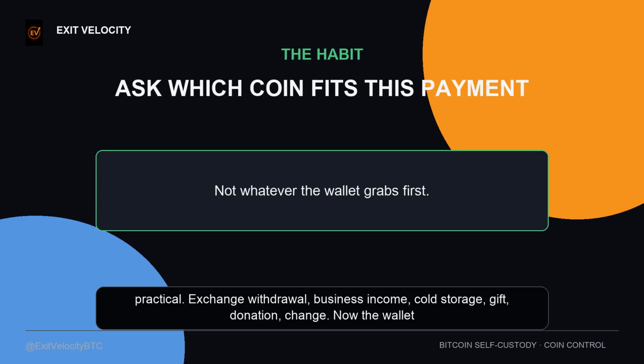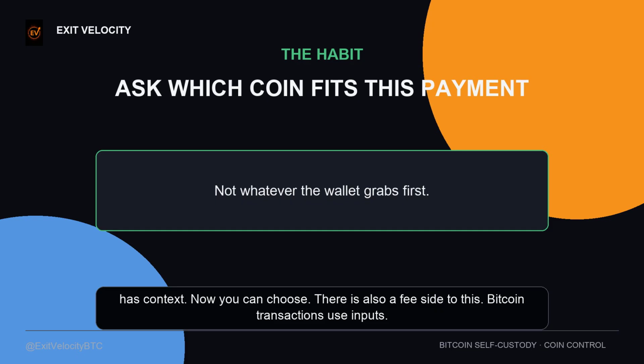Labels answer, what is this coin? Coin control asks, should this coin be used here? That is why labels and coin control belong together. Without labels, coin control becomes a guessing game. You are staring at dates and amounts, trying to remember what happened months ago. With labels, the decision becomes practical. Exchange withdrawal, business income, cold storage, gift, donation, change. Now the wallet has context.